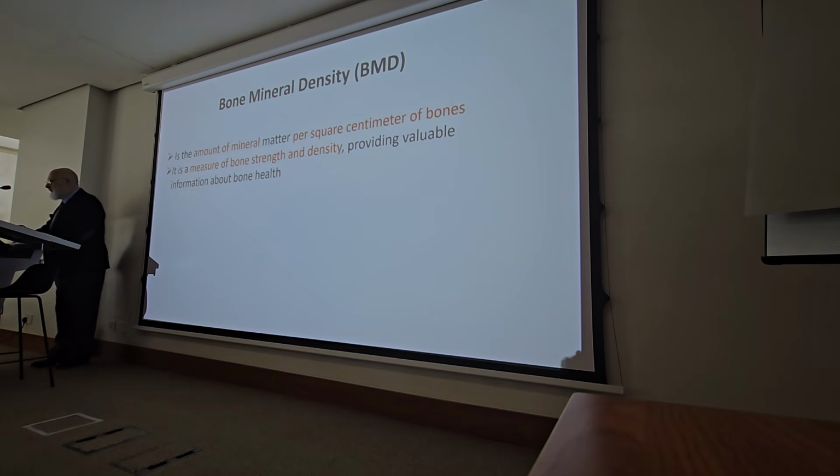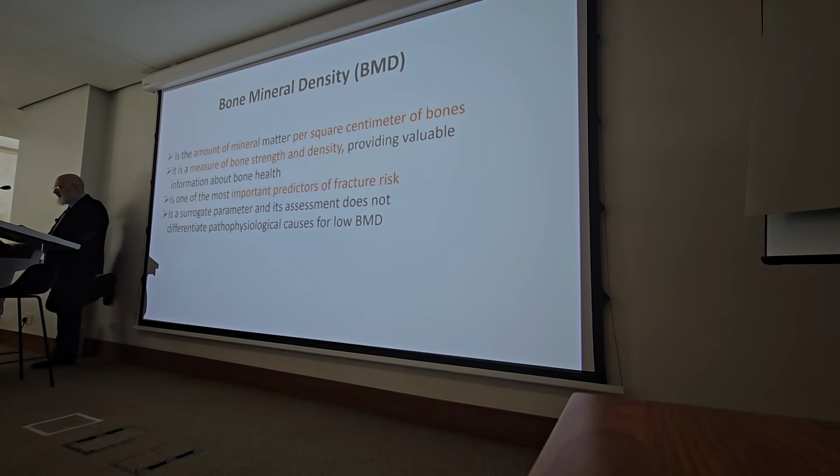So the better the bone mineral density, the chances of fracture is much less. So all what we try to fix, there's things about calcium and so on. It is the most important predictor of fractures. If you have low bone mineral density, it means you might fracture easier compared to somebody else.